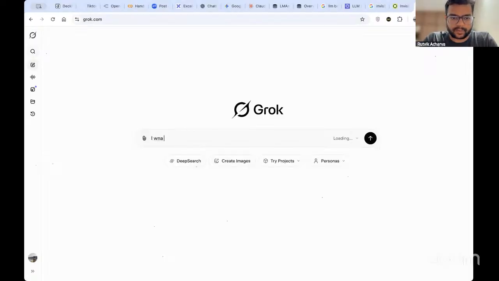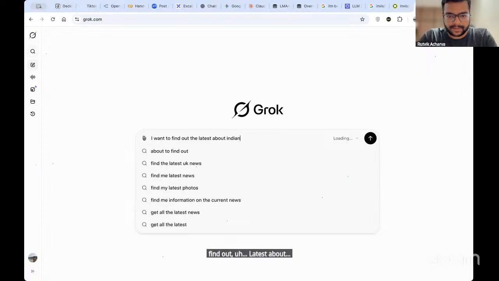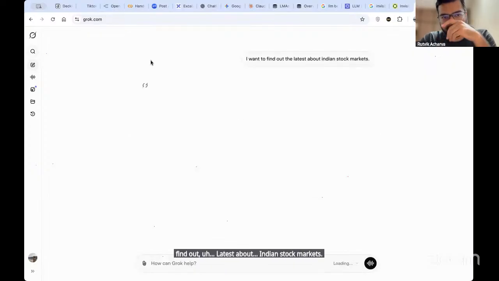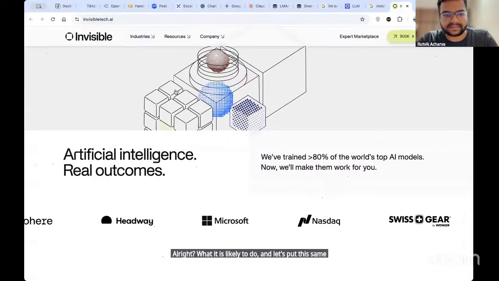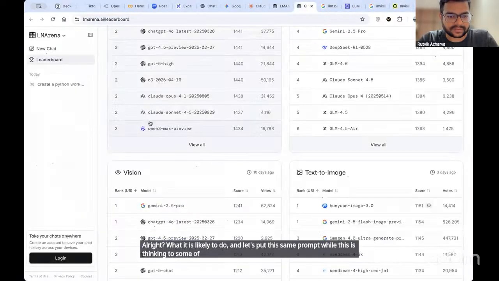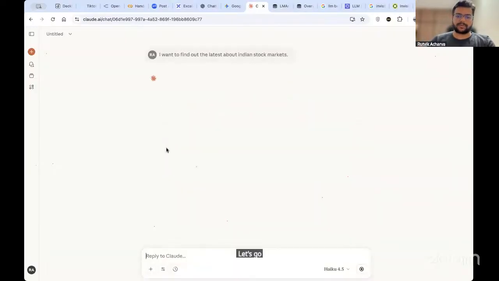I want to find out the latest about Indian stock markets. Okay. So think of the various steps that it is performing. All right. What it is likely to do. And let's put this same prompt, while this is thinking, to some of the other ones. Let's go for Claude.